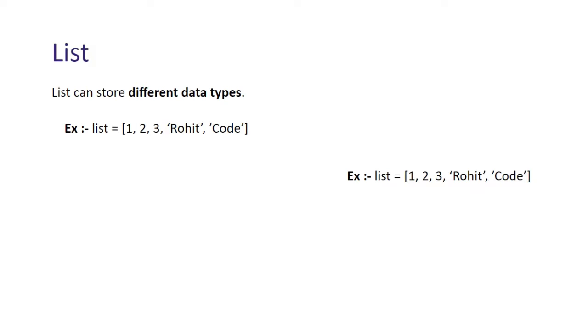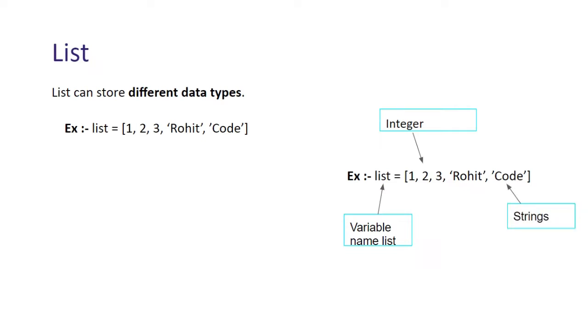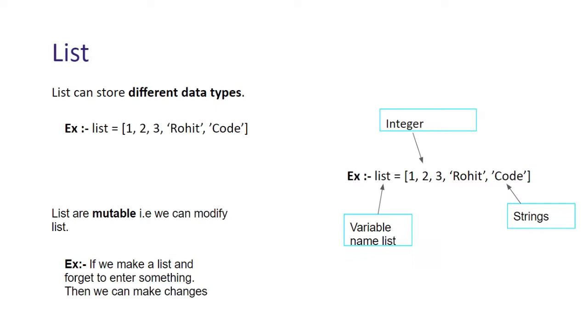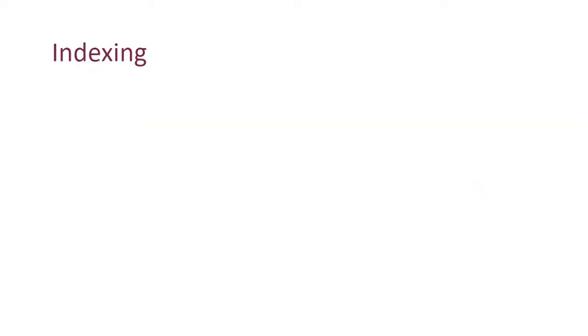So in this example, we have a variable named list which is equal to square brackets, with first integers and then strings. Now list has one more property, that is it is mutable. That is, we can make changes at any point of time in a list. It is useful if we have made some mistakes, so we don't have to make another list; we can edit or modify that list only. Now let us start with our next topic, indexing in list.